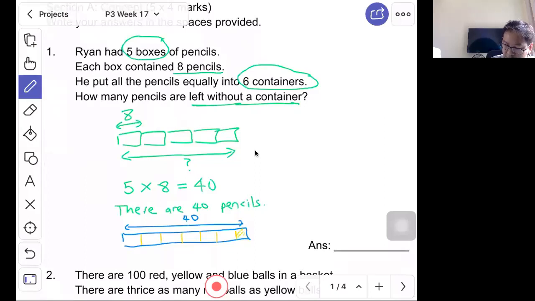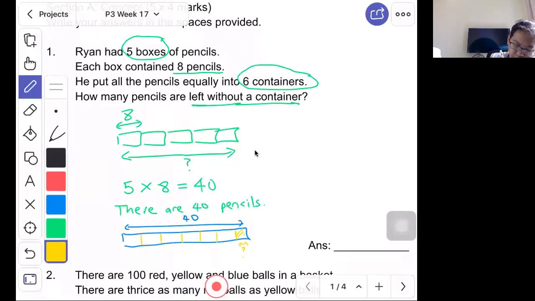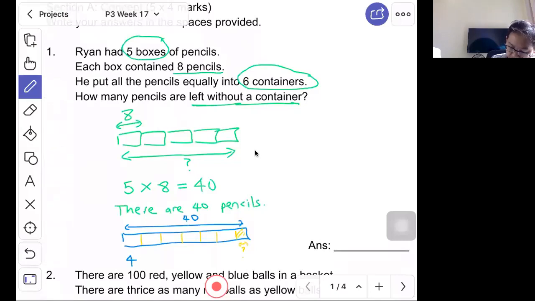However, here is the remainder. So our goal is to find the remainder. So we take 40 divided by 6 equals. 40 divided by 6, we have 6, 6 times 6 is 36, minus, remainder 4. So it is 6 remainder 4.